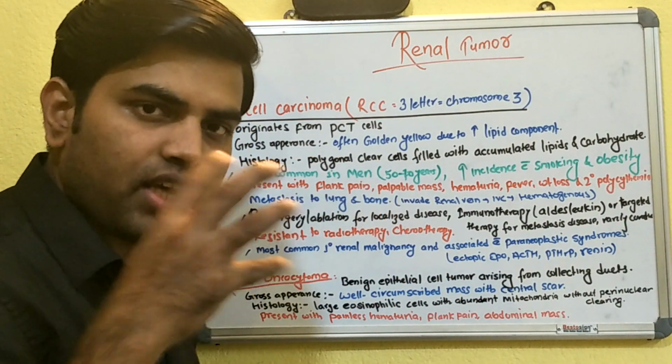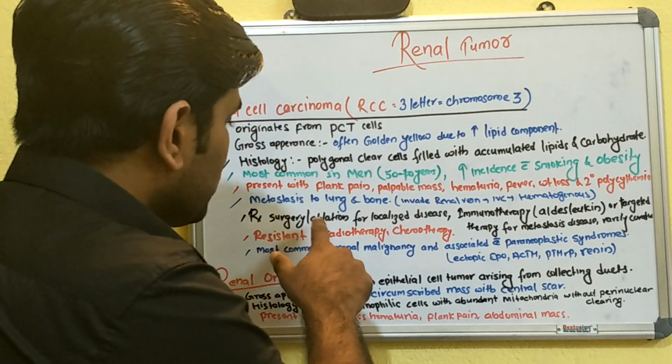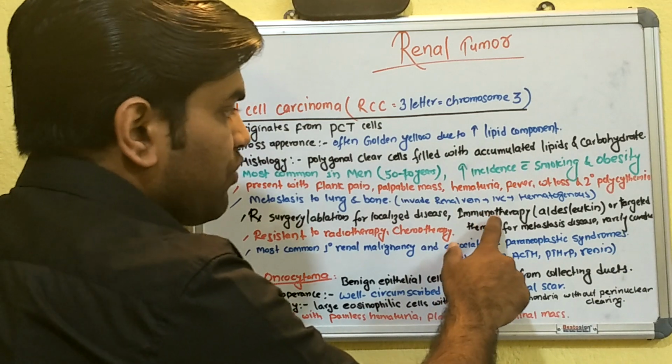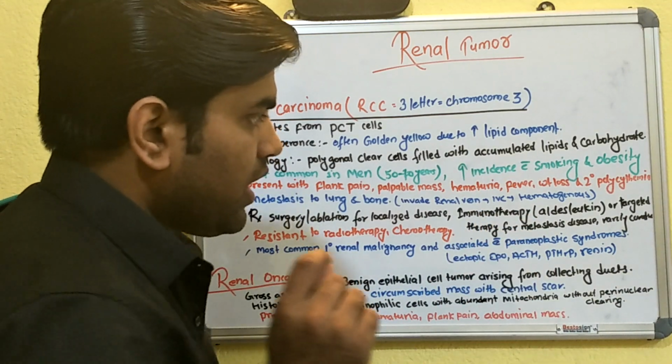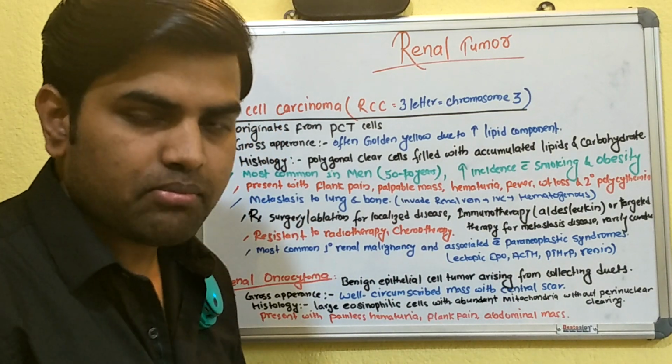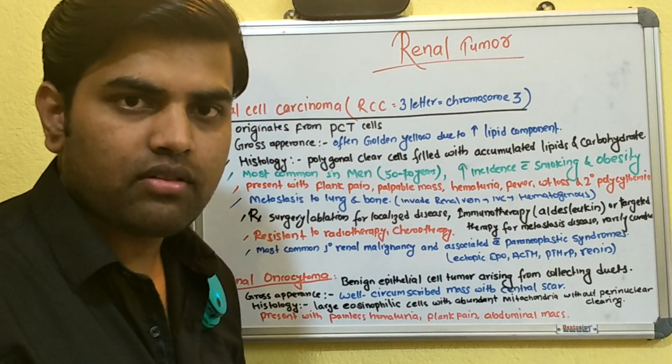If it is a localized disease, then what will we do? We'll do the surgery and ablation. But if it is a metastatic disease, then we can try immunotherapy, that is aldesleukin, okay, or targeted therapy for metastatic diseases, but it is rarely curable.